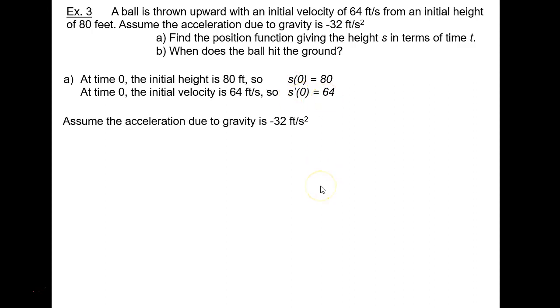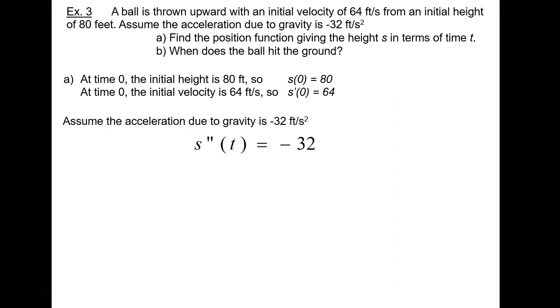And they told us to use negative 32 feet per second squared for acceleration. I misspoke there. So negative 32 feet per second squared is our acceleration. So that means that s double prime, if s is the position, the second derivative is the acceleration, is equal to negative 32. So how am I going to work backwards from there to find the velocity function?